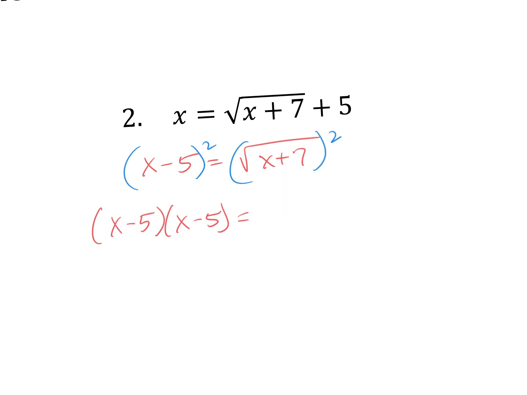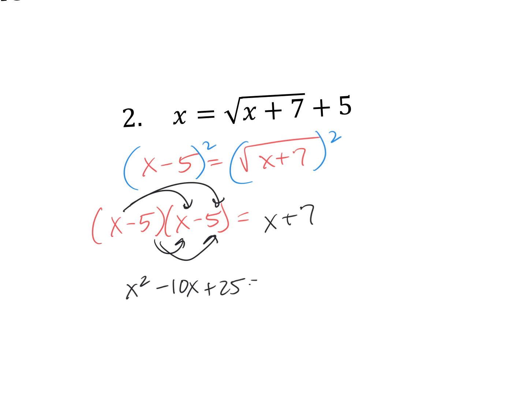The square root of x plus 7 squared is just going to get me x plus 7, but this left side is going to take a little more time. A lot of people would just go, oh, x squared plus 25, but we got to get the middle terms too. When I distribute, I get x squared minus 5x minus 5 more x, which is minus 10x, and then negative times a negative is a positive 25.